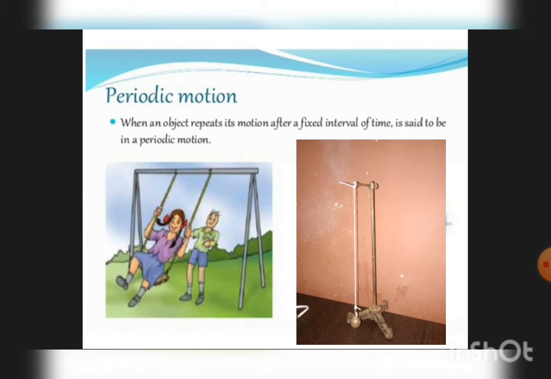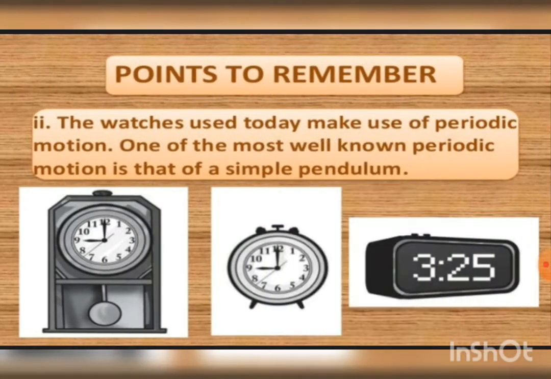Next one is a periodic motion. When an object repeats its motion after a fixed interval of time, it is said to be a periodic motion. You might have seen a swing. A child on a swing is an example of periodic motion. Also the pendulum. Now watches used today make use of the periodic motion. The time is repeated at a certain interval.